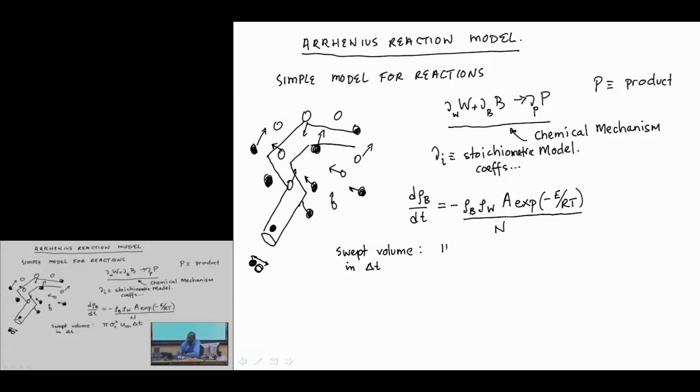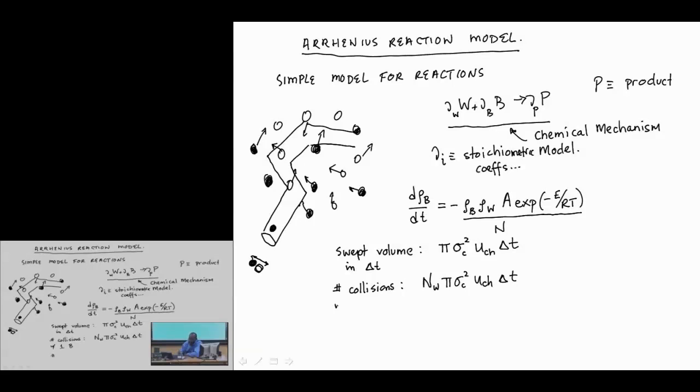So if this is the swept volume, we can describe the number of collisions that are going to occur in there by the, say, number concentration of type W molecules. So I'm going to use N_W as this number concentration of type W times pi sigma_c squared, u_c h delta T. This is the number of collisions with one type B.